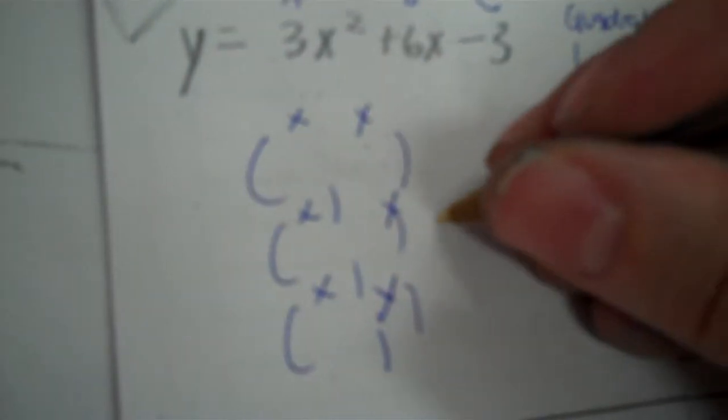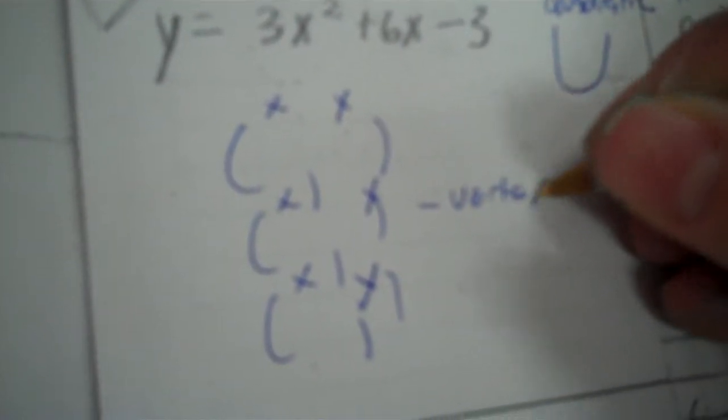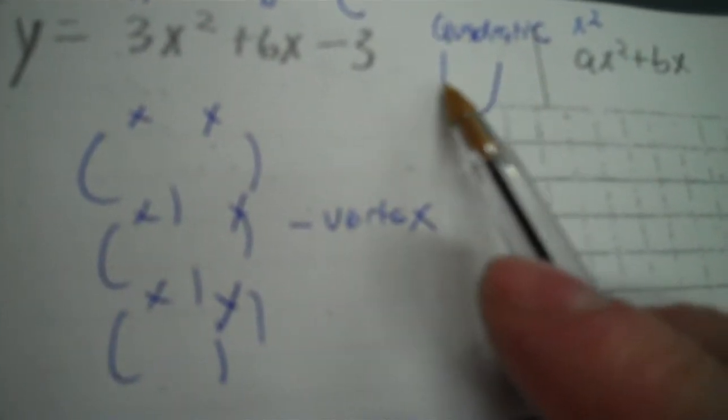This middle is the most important, that is known as your vertex. It's the middle of the U, and there'll be 2 side points.